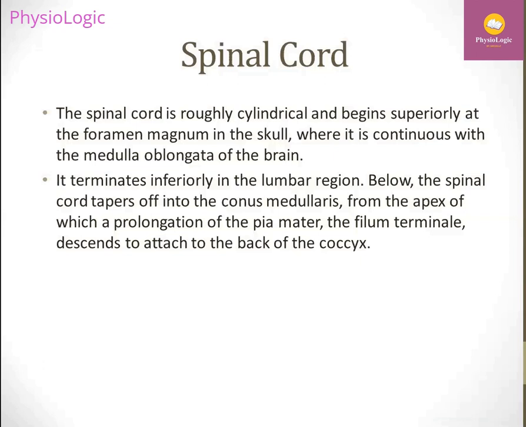Yes, okay. So this termination is inferiorly in the lumbar region. Below, the spinal cord tapers off into the conus medullaris, from the apex of which a prolongation of pia mater, the filum terminale, descends to attach to the back of the coccyx. In an adult person, the spinal cord does not run completely to the end of the sacrum or coccyx. It terminates at lumbar level, like T12, L1 or L2. Different textbooks differ: some say T12, L1, some say L1, L2. So we can take three levels, T12, L1 and L2. At this point, the spinal cord terminates, and the point at which the spinal cord terminates is known as conus medullaris.